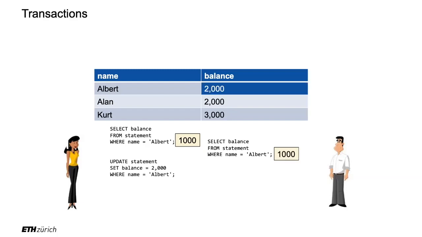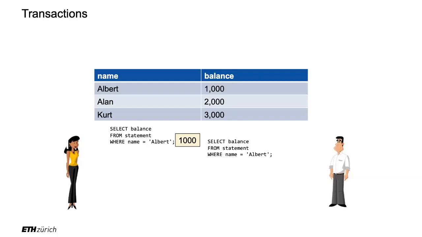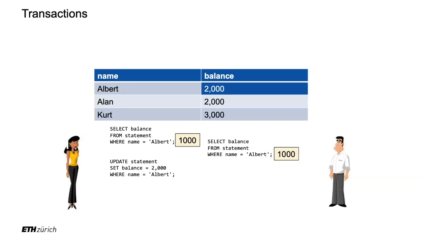Okay, so now Alice is sending an update to the database, and she's using SQL for that. So she's updating the table statement, setting the balance to 2,000, where the name is Albert, right? So now that's going to change the database. That's an update. So now it's updating this to 2,000.